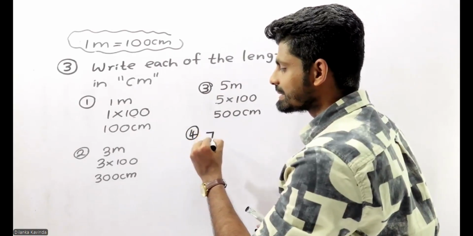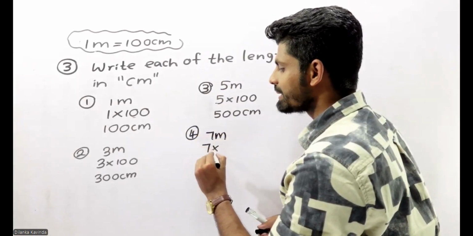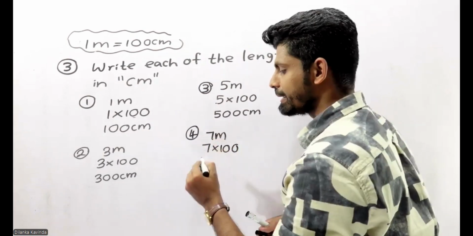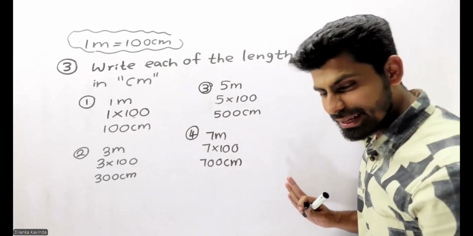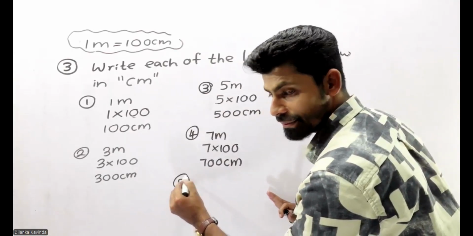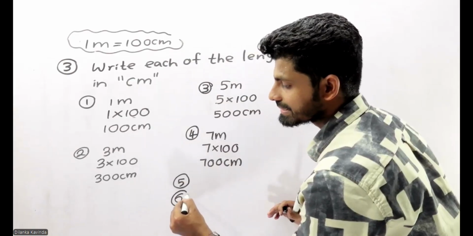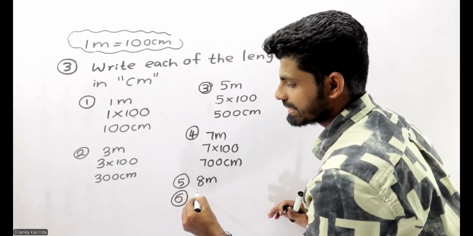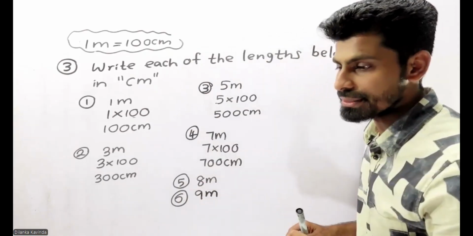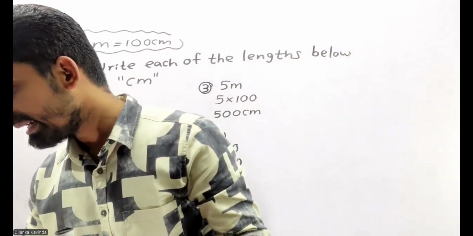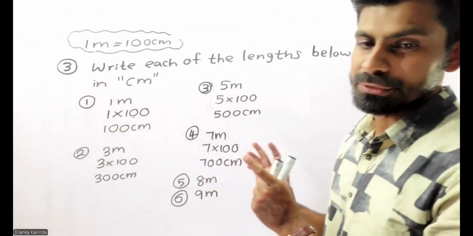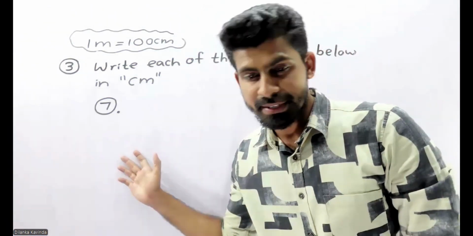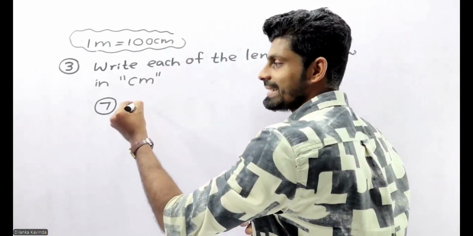Question number 4, 7 meters. 7 multiplied by 100 is 700 centimeters. That one is very easy. Question number 5 and 6: 8 meters and 9 meters. Just try to complete that one by yourself. Right, question number 7.